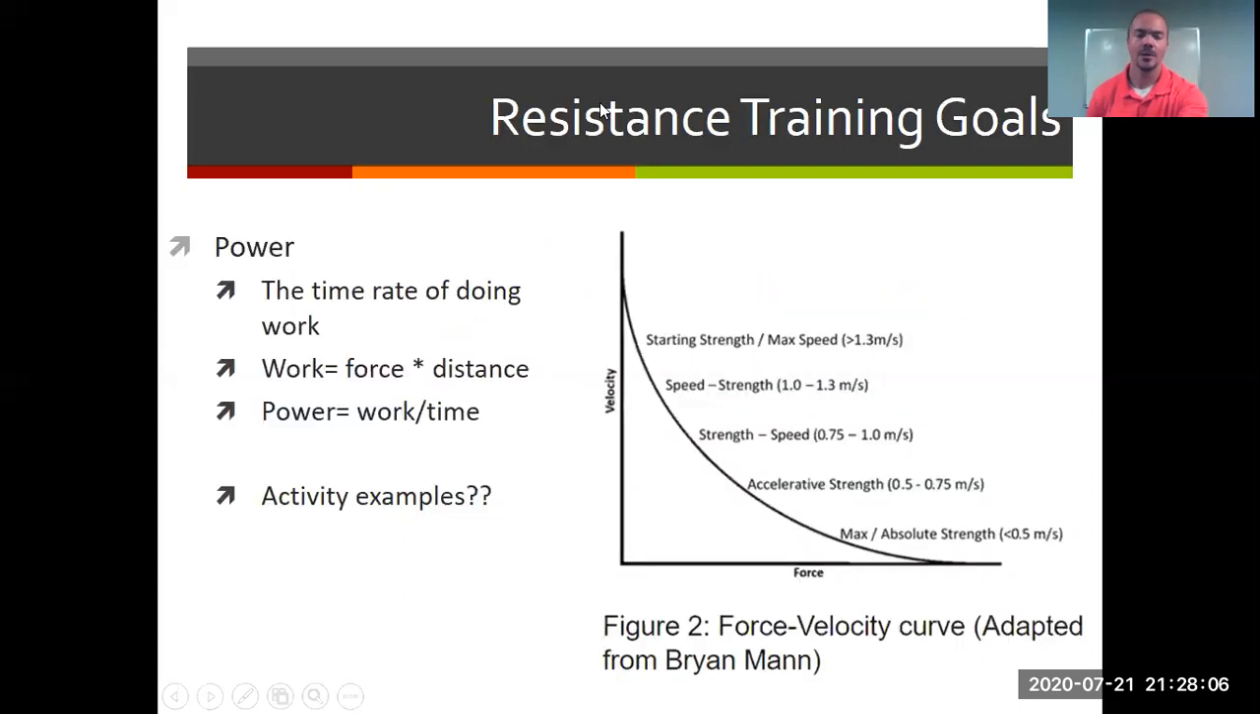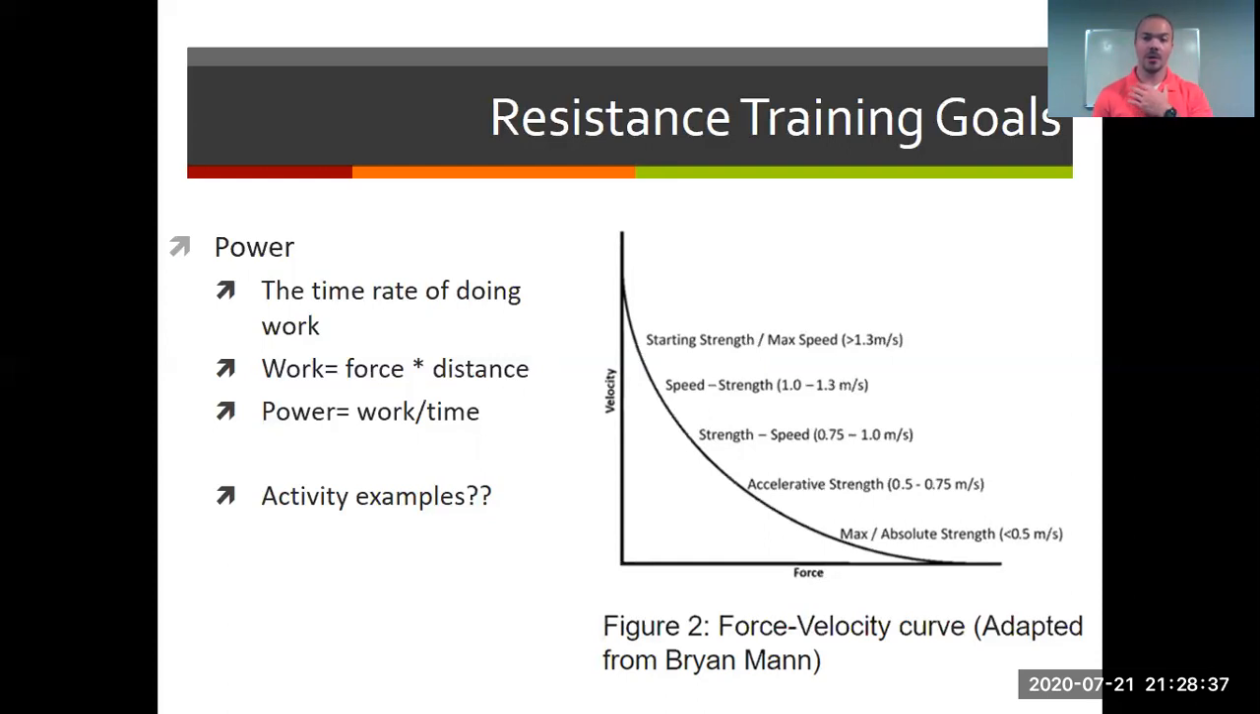Sorry guys, I just totally got tongue-tied. For that same heavy squat I was just talking about, I read off the graph wrong. I apologize about that, guys. So let's look down towards the bottom of the graph. For that max or absolute strength, that heavy squat on the way up is going to be moving 0.5 meters per second or slower.